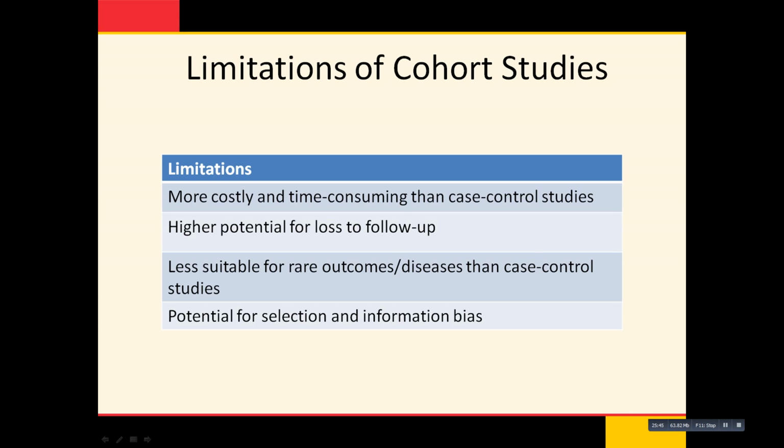They're less suitable for rare outcomes or diseases. So again, with a case control, which we'll talk about in a second, we're able to look at rare diseases and outcomes more successfully with that type of study design than with a cohort study. And then there is the potential for selection and information bias in cohort studies.